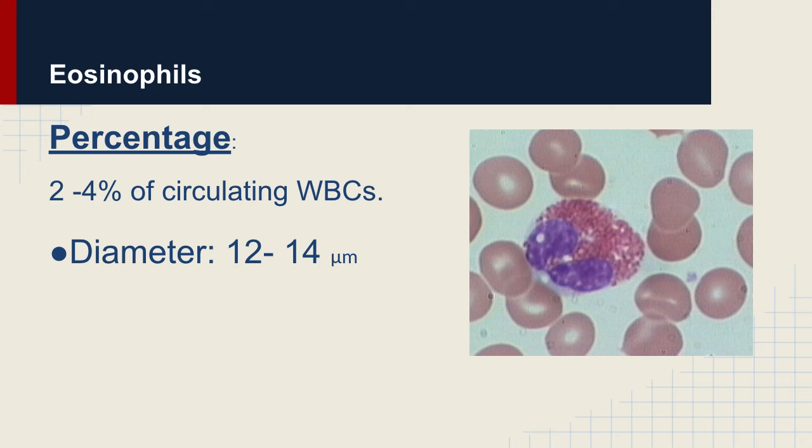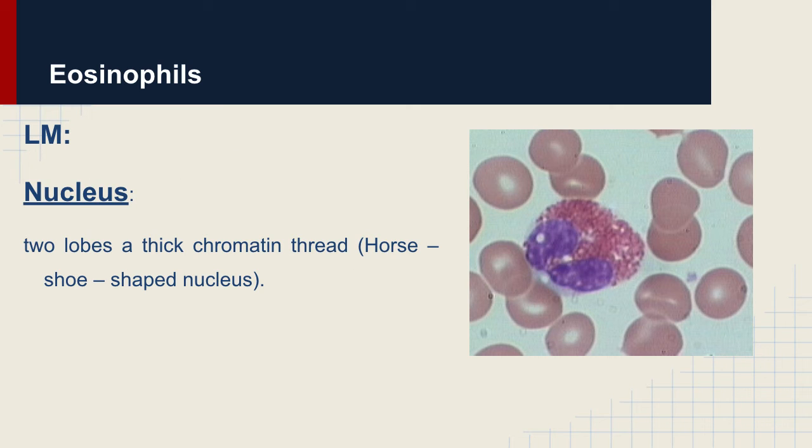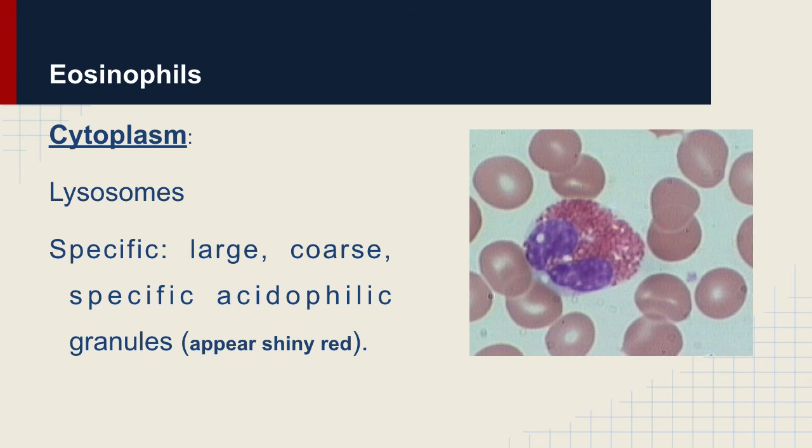Eosinophils, the third type of granular leukocytes, represent 2 to 4% of the circulating white blood cells. The diameter is slightly larger than basophil and neutrophil, from 12 to 14 microns. The nucleus is formed of two lobes connected with a thick peripheral chromatin thread, forming a horseshoe-shaped nucleus. The cytoplasm contains also primary granules which contain hydrolytic enzymes plus the specific granules. The granules here are large, acidophilic, appearing shiny red. They contain histaminase and heparinase.